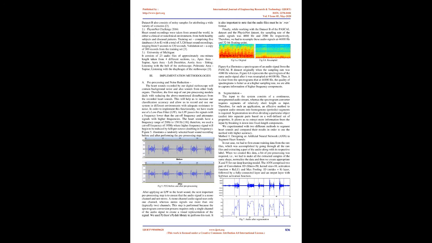III. Implementation methodologies. A. Pre-processing and noise reduction. The heart sounds recorded by our digital stethoscope will contain background noise and also sounds from other body organs. Therefore, the first step of our pre-processing module deals with reducing the above-mentioned disturbances from the recorded heart sounds. This will help us to increase our classification accuracy and allow us to record and use our system in different environments with adequate resistance to noise.